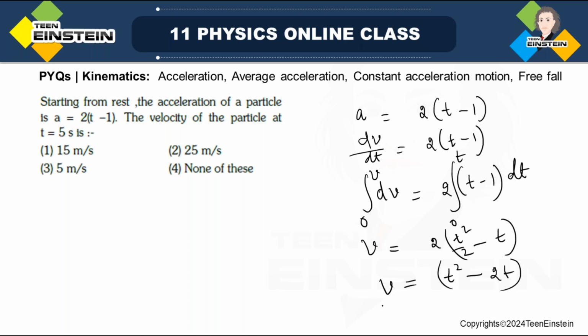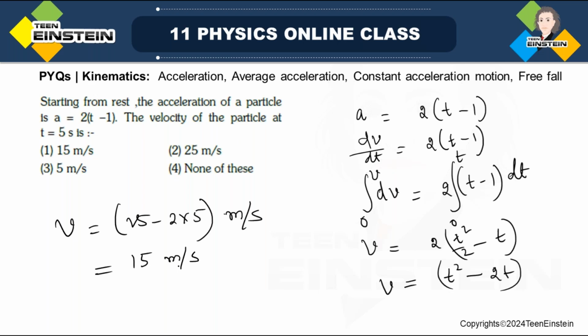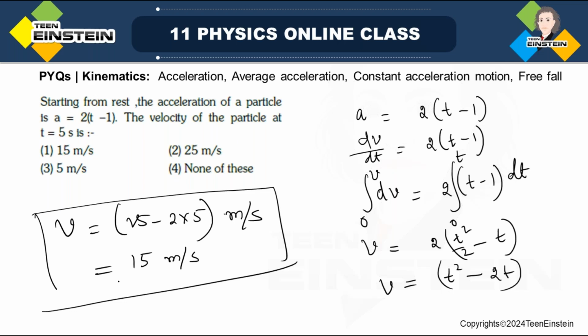So we have to find out the velocity of the particle at time t is equal to 5 seconds. So what is v then? If we put the time t is equal to 5, then we get 25 minus 2 into 5. So this will be actually 15 meter per second. This is in meter per second. So this is the speed of the particle.